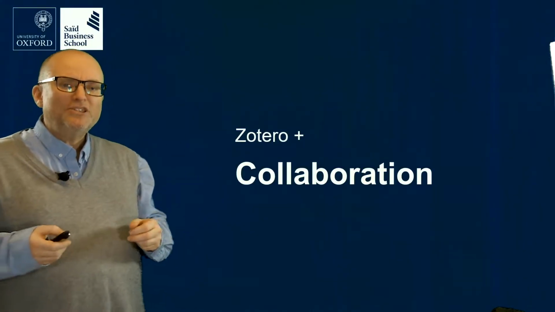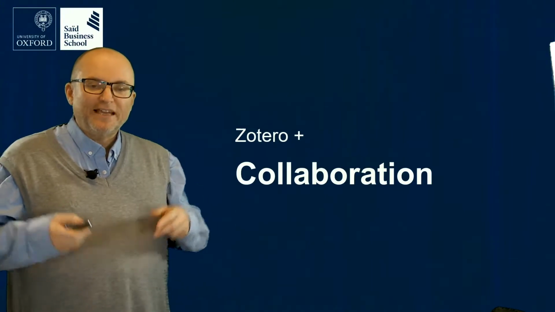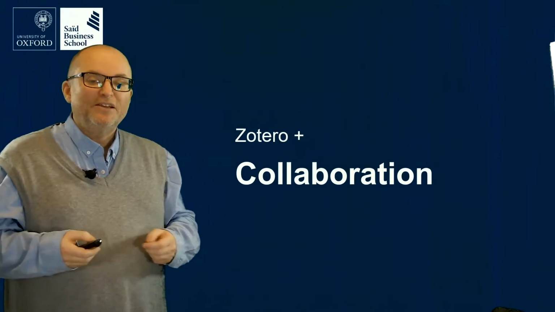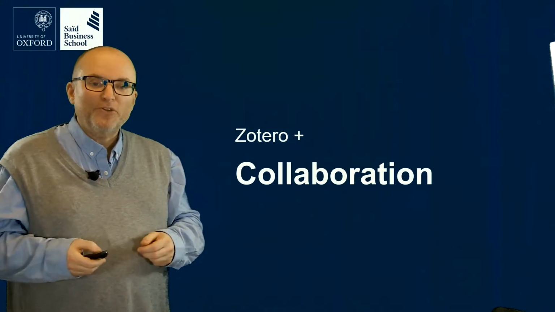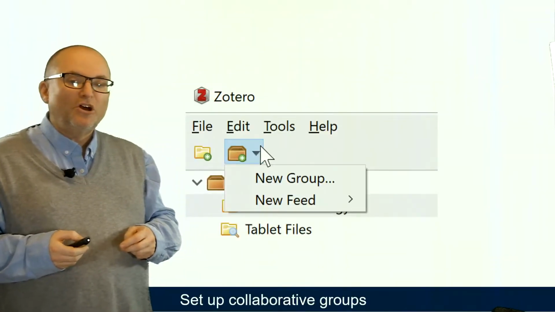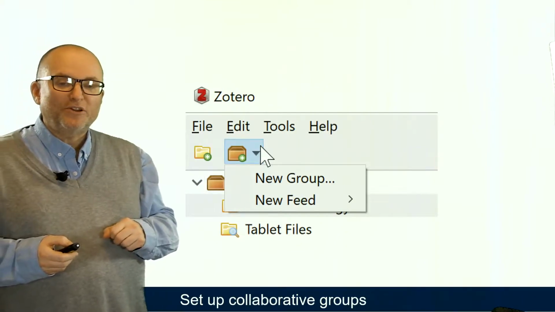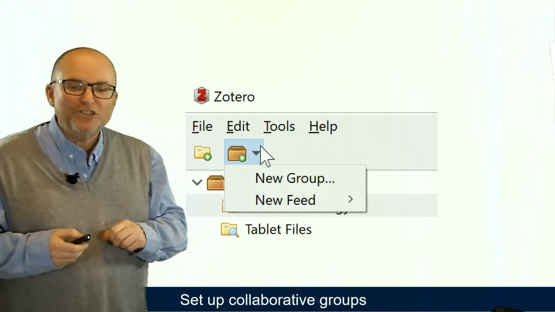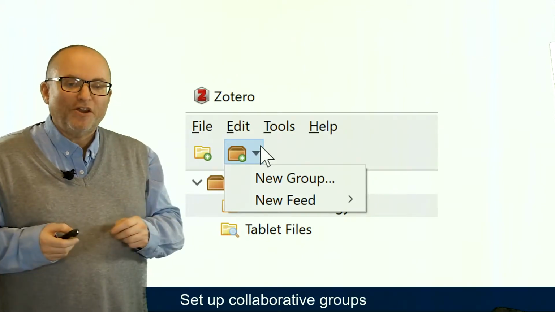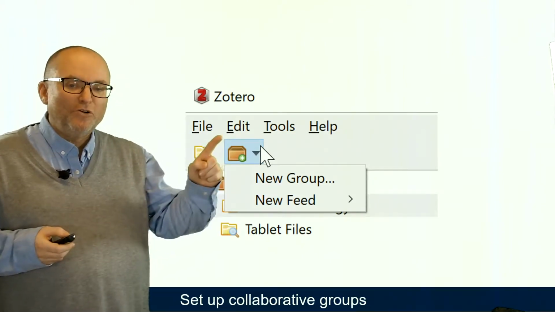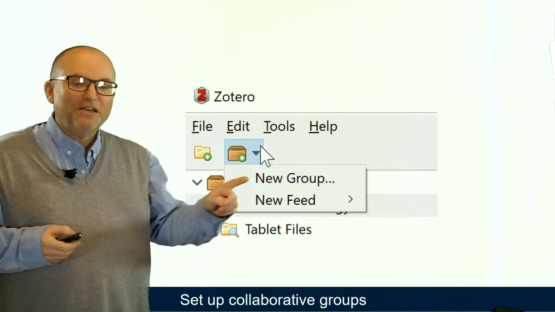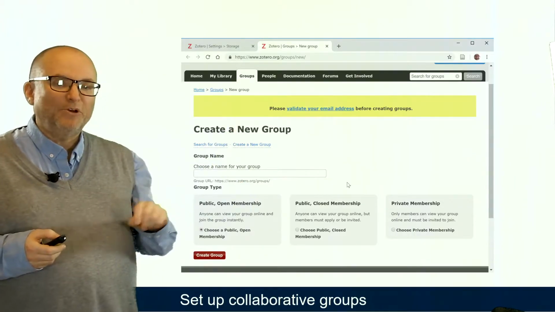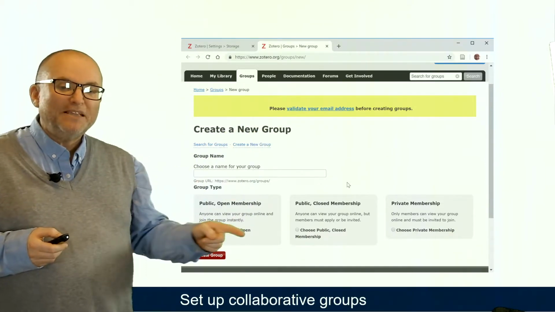Now, Zotero lets you do even more things that allow you to take advantage of the online features, and the one that I think is particularly important is collaboration. So the way you start collaborating is by using groups. So groups are basically collections or libraries that are shared with multiple people. So you go to this plus group, click create a new group, and that will open a website where you have to again log in with your account, and then here you can set up a group.